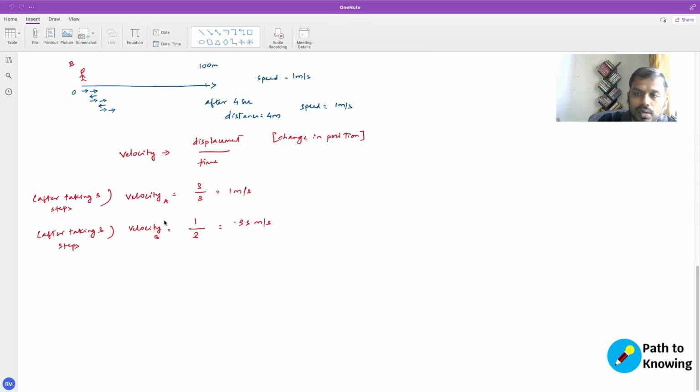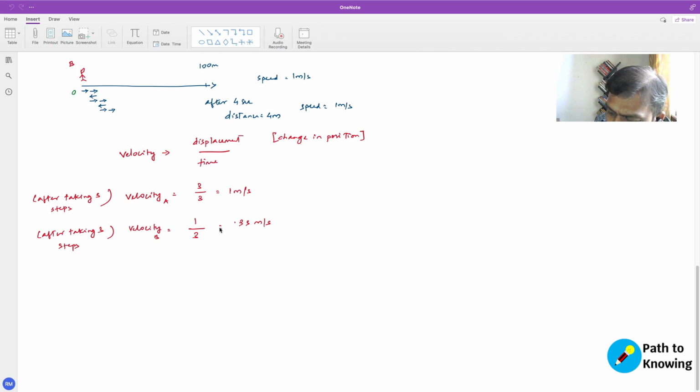There is one other aspect with respect to velocity and displacement which we didn't touch upon, and that will be our primary focus in this video. In other words, saying that the velocity of A is 1 meter per second, and calling the velocity of B 0.33 meters per second, is not an accurate way to state it. We'll understand why. And just to summarize, let's take the example.